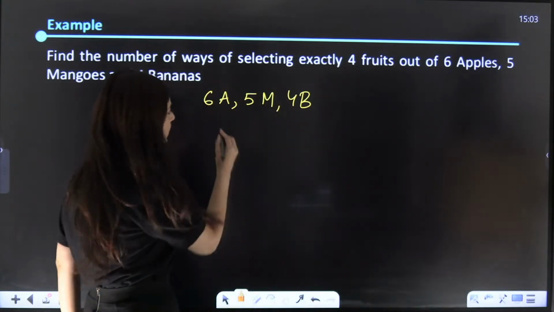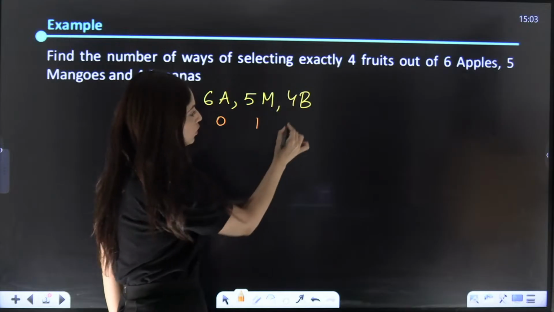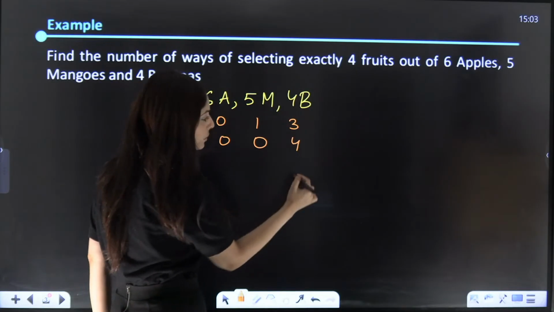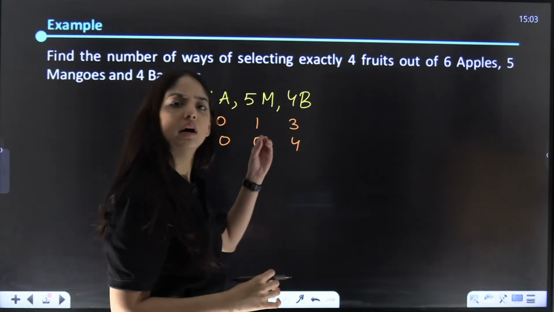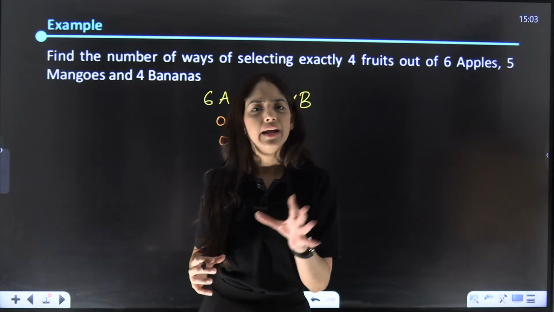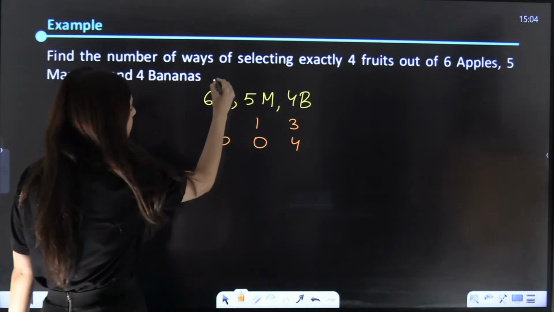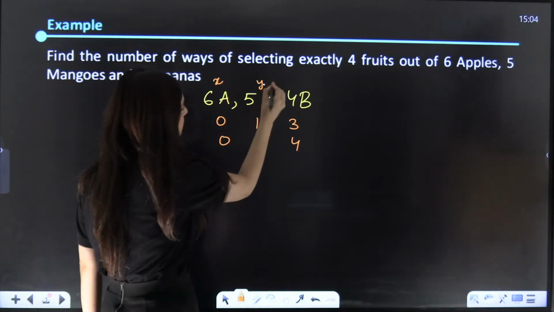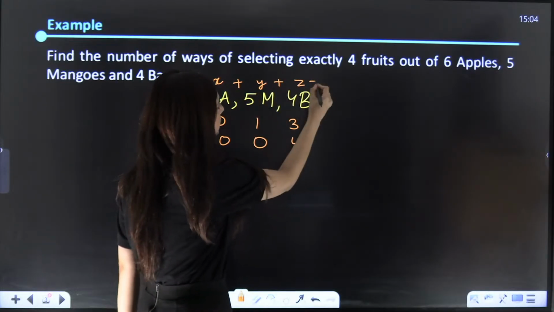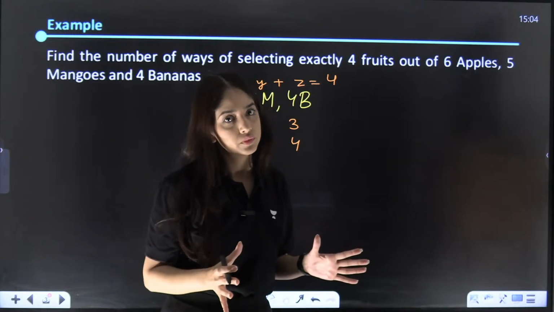Either we can select 0 apples and let's say 1 mango and 3 bananas, or 0 apples, 0 mango, 4 bananas. Like that we can have a lot of different options, right? One way to do this is by finding the combination. We have to find x number of apples, y number of mangoes and z number of bananas such that the sum of these 3 numbers comes out to be 4, right?